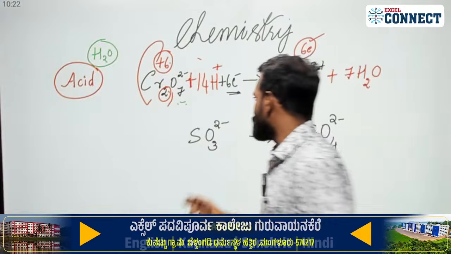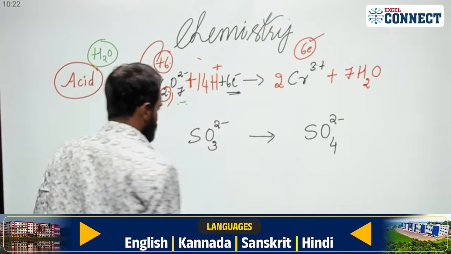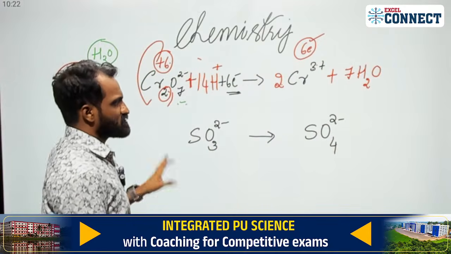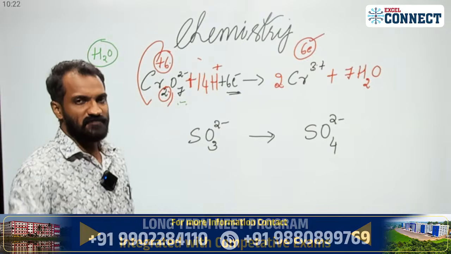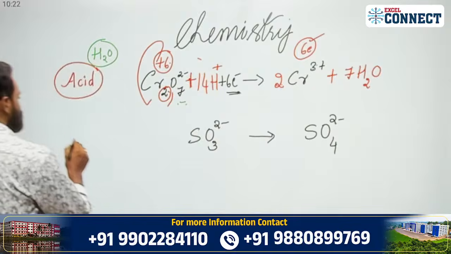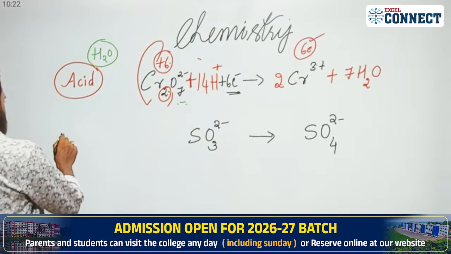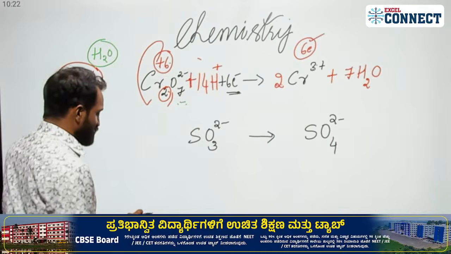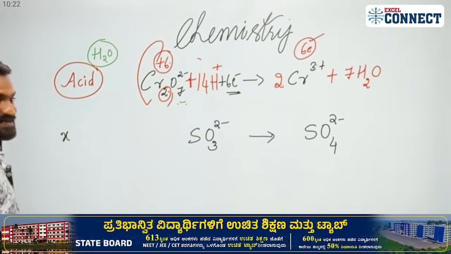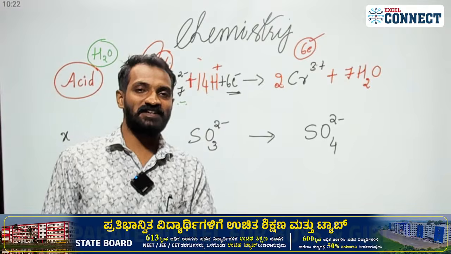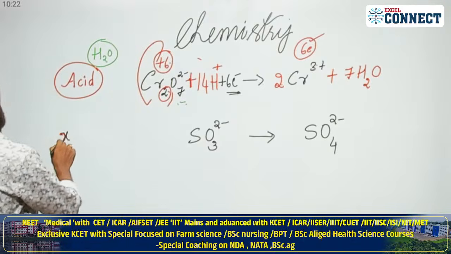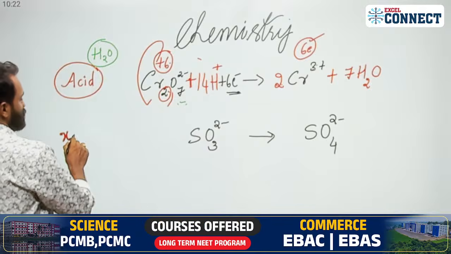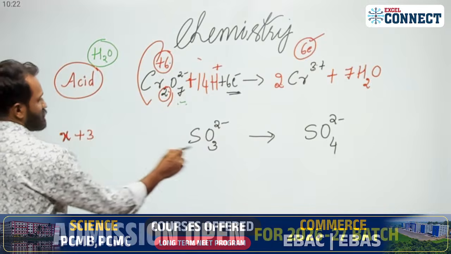I'll give one more example. This is sulfite, this is sulfate. My dear students, first and most important, you have to find the sulfur oxidation state. How to find it? In India, if you don't know something, it is considered X, like X girlfriend, X boyfriend. Okay, sulfur oxidation state is X. Understood? Then 3 oxygens are there.